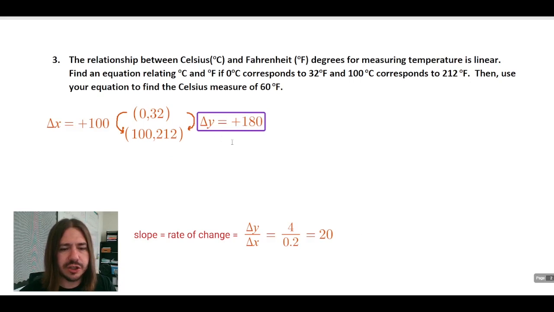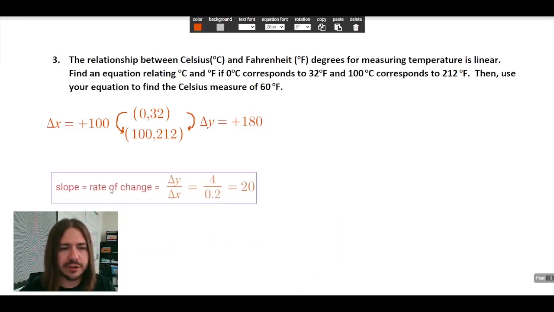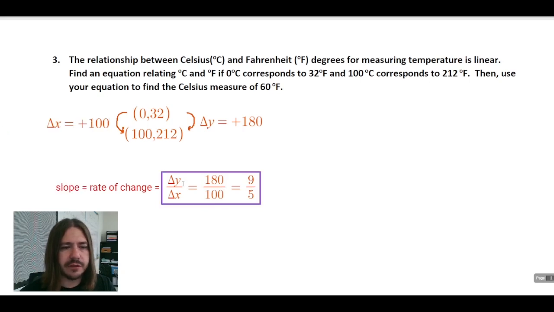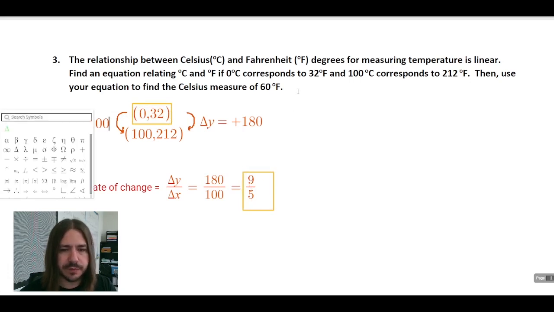Okay, so my change in y over change in x is going to give me my slope or my rate of change. My change in y was 180. My change in x was 100. And you can let the calculator reduce this for you, but it reduces to 9/5. So that's our rate of change. Notice here that (0, 32), that's our y-intercept. So that's kind of nice that we're given that. So we got our slope, we got our y-intercept, so we can go ahead and write our function. So y equals 9/5 x plus 32.